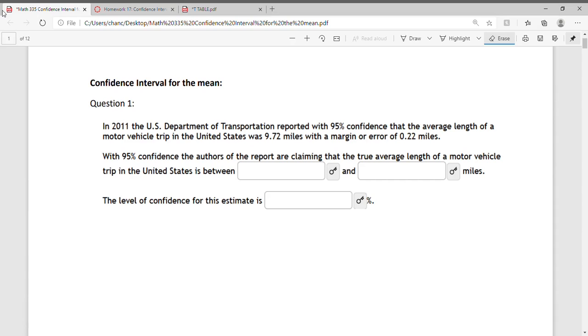Let's go over confidence intervals for the mean. Question 1. In 2011, the U.S. Department of Transportation reported with 95% confidence that the average length of a motor vehicle trip in the United States was 9.72 miles. So they're claiming that the sample mean is 9.72 miles, with a margin of error of 0.22 miles. With 95% confidence, the authors of the report are claiming that the true average length of a motor vehicle trip in the United States is between what and what values?